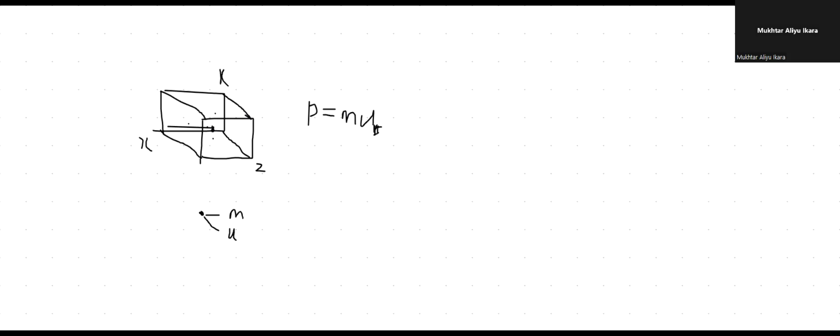But if this molecule strikes the wall of the container, it bounces back. So its momentum in that case is negative. It's going to be minus mu, and since it is in the x direction, it's going to be minus mux.